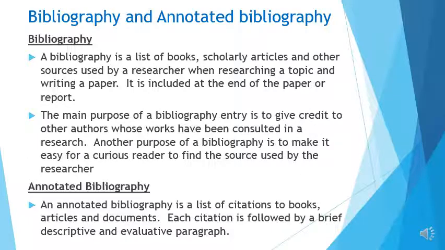The next one is bibliography and annotated bibliography. So a bibliography is a list of books, articles, and other resources used by the researcher while researching a topic and writing a paper. It is included at the end of the paper or report. The main purpose of a bibliography entry is to give credit to the author whose work has been consulted in the research. Another purpose of a bibliography is to make it easy for a curious reader to find the source used by the researcher.